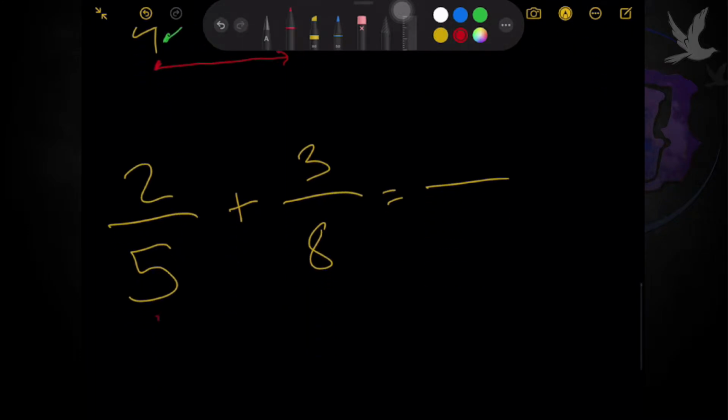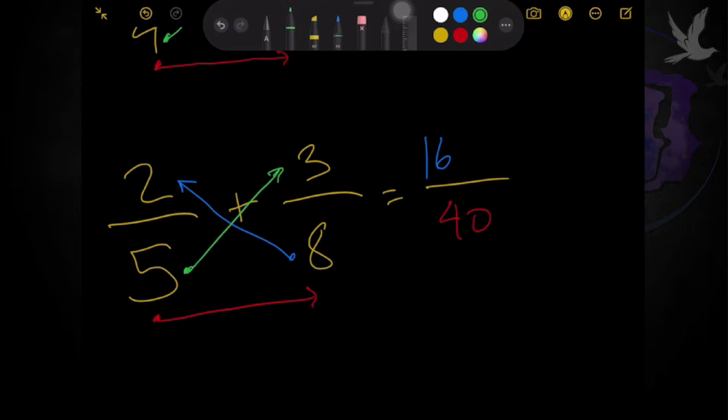Starting with the red part. 5 times 8 will give you 40. Then next is from this point to this point. 8 times 2 will give you 16. Then again, if na-master nyo nga yung multiplication process nyo, mas mabilis sana tayo. And 5 times 3 will give you 15.